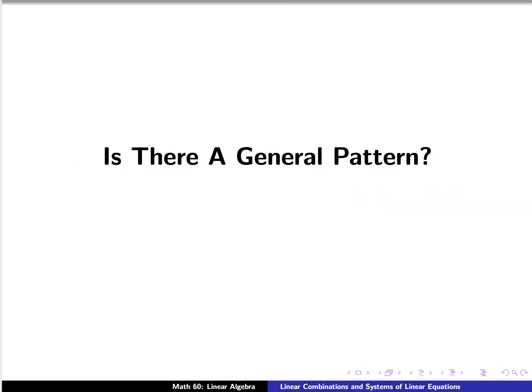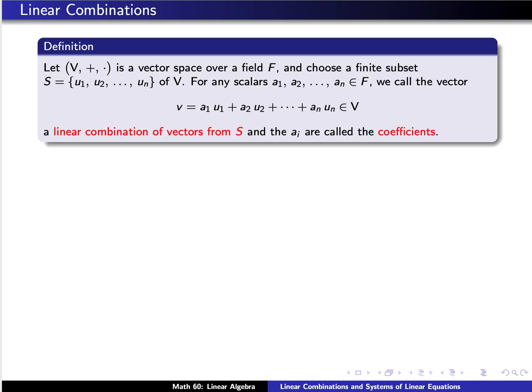But wait, is there a general pattern here? If we try to say something to the effect of a sum of variables equals 0, can we always write this as scalars times vectors? So let's try to write down a slightly more general definition to get a better idea of what should happen.